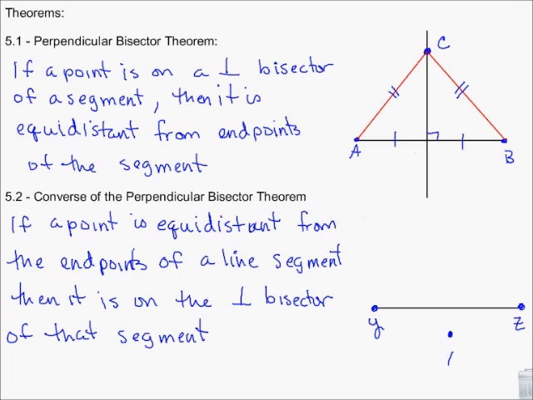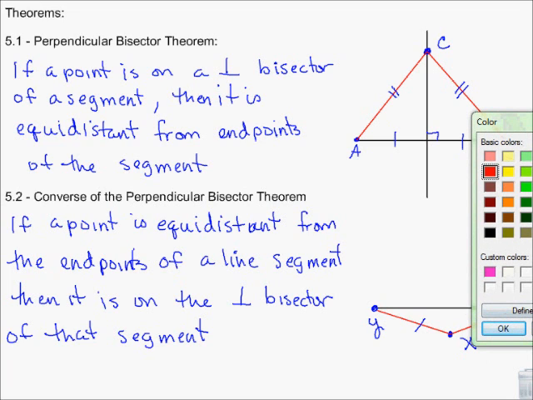Let me write that off to the side. If this distance is the same as this distance, then that means that X is on the perpendicular bisector. So if I draw a line through X that's perpendicular to YZ, it's the bisector. I will do purple or hot pink? Purple.